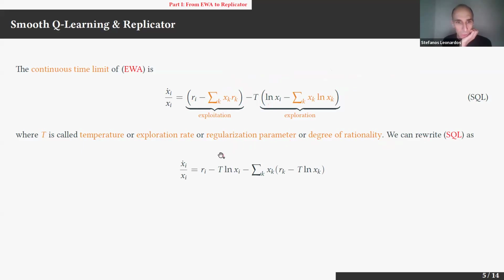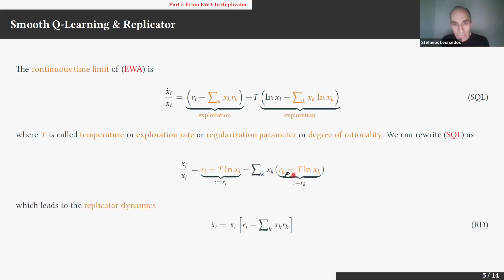We can rewrite them in the following way. What we have here is exactly one term that we can call our new reward. Our reward is essentially R_i minus T ln x_i. We can give it a name, R_i tilde, it doesn't matter. And here we have the average of these terms. If we group them in a different way, and write them in this way, what we have is replicator dynamics in a different space.